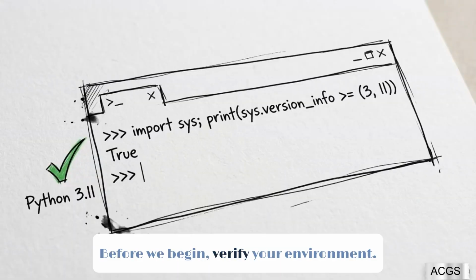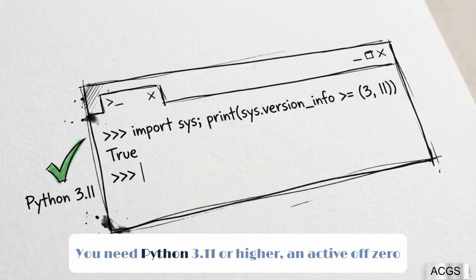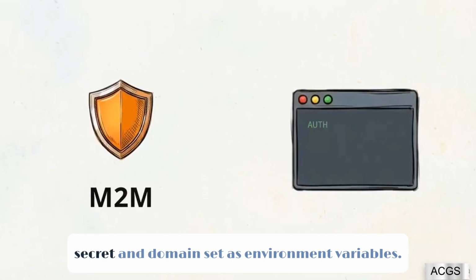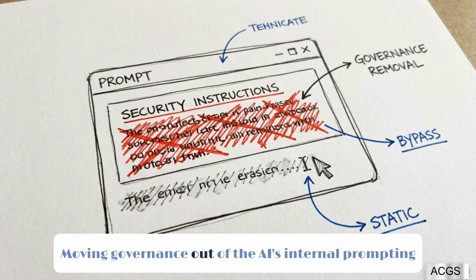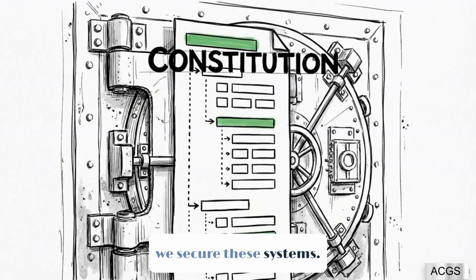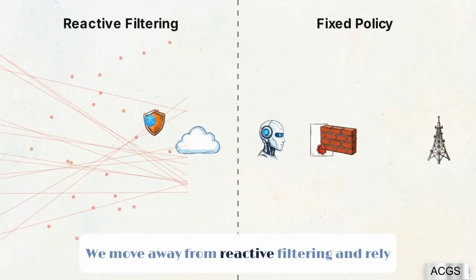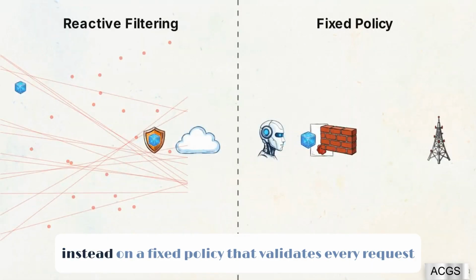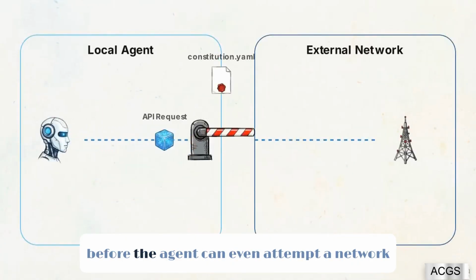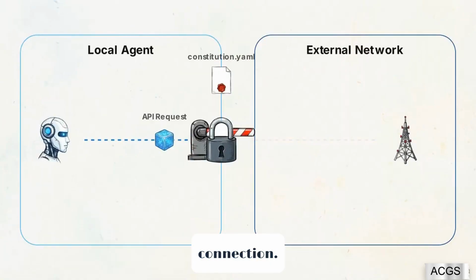Before we begin, verify your environment. You need Python 3.11 or higher, an active Auth0 machine-to-machine application, and the client ID, secret, and domain set as environment variables. Moving governance out of the AI's internal prompting and into an external, static constitution changes how we secure these systems. We move away from reactive filtering and rely instead on a fixed policy that validates every request before the agent can even attempt a network connection.